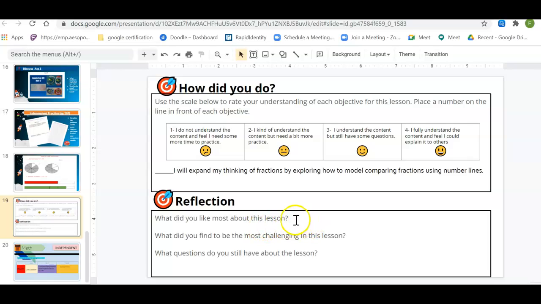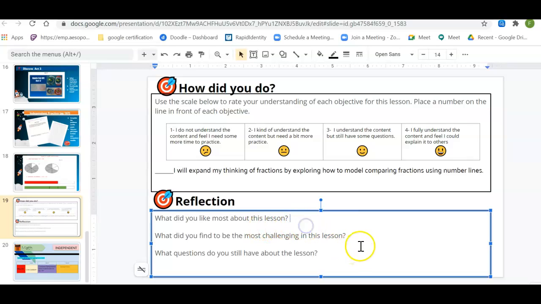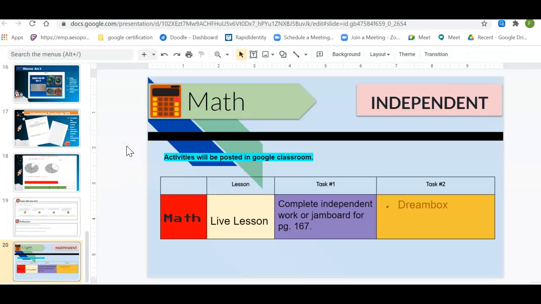What do you like most about this lesson? Just type it in there. What was the most challenging part of it for you? Type it right here. Just a little short answer. What questions do you still have about the lesson? Type those short answers in there.